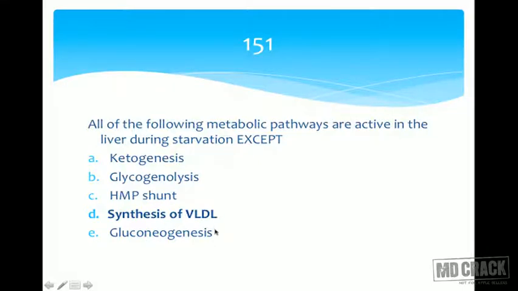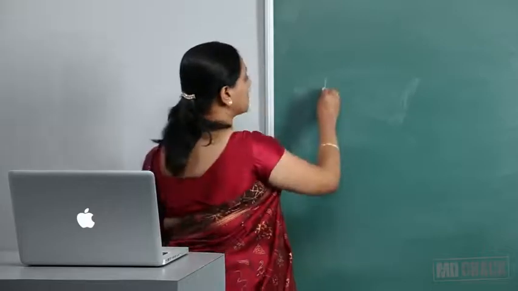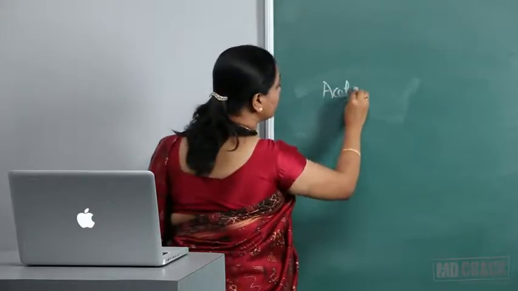We'll go to the next question. The enzyme absent in liver. Did you get the answer? The enzyme is succinate thiophorase. You might have confused it with succinate thiokinase. Succinate thiokinase is an enzyme involved in substrate level phosphorylation in the TCA cycle, whereas succinate thiophorase is an enzyme which is responsible for activation of ketone bodies.